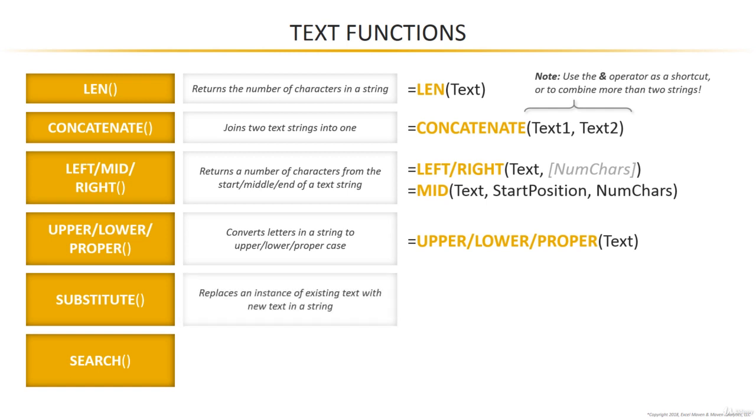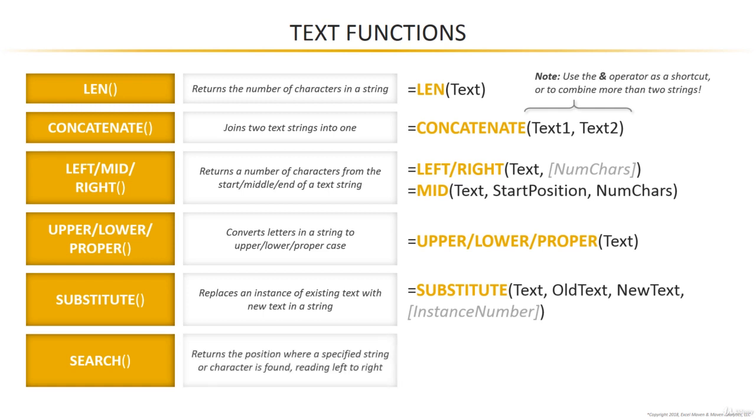Then substitute, this one's kind of fun. You can replace an instance of existing text with any new text that you choose within a string. So this one has a few more arguments. You start by pointing to a text column. You indicate the old text, or the text that currently exists within that string. And then the new text is what you want to replace that with. And then you also have this fourth optional argument for instance number, where you can tell Power BI, okay, I want to substitute my underscores with a dash, but I want to skip the first one. In that case, you can specifically target only the second underscore or only the third or fourth. So a lot of flexibility with that substitute function.